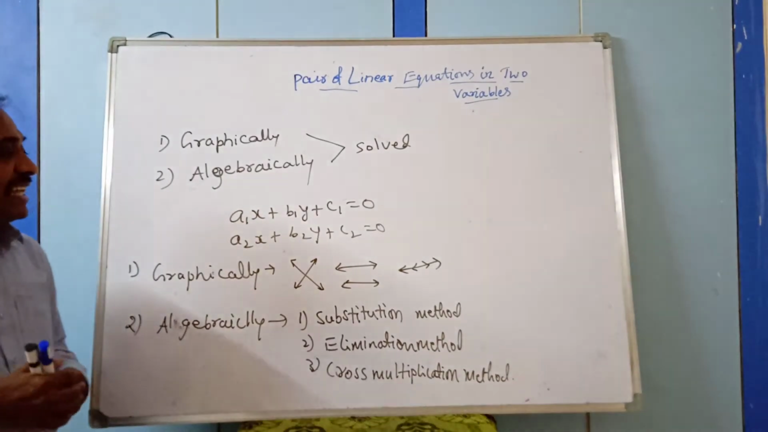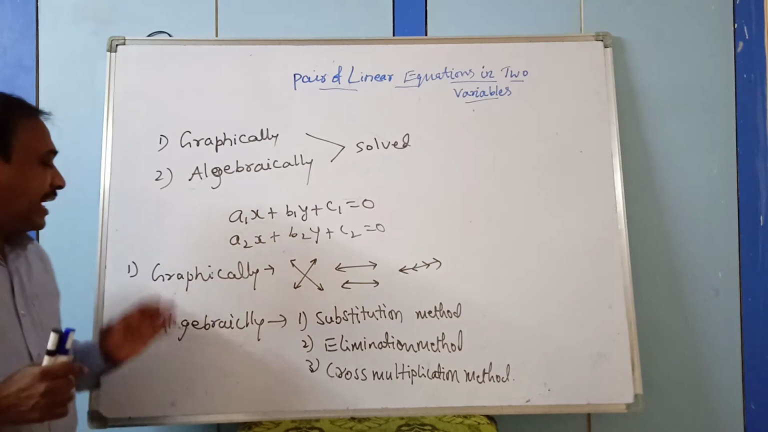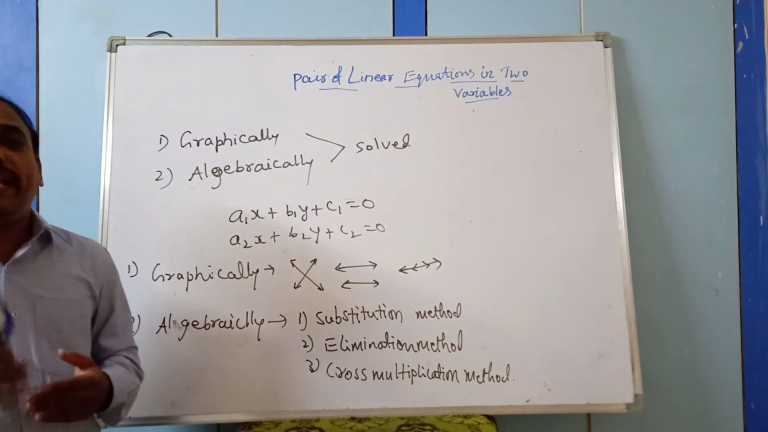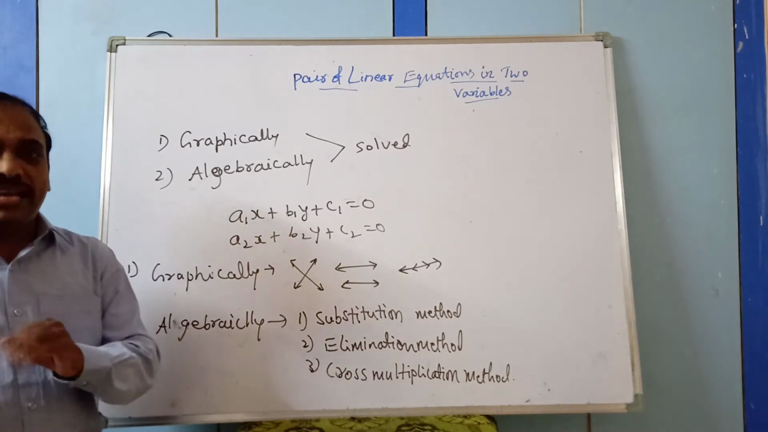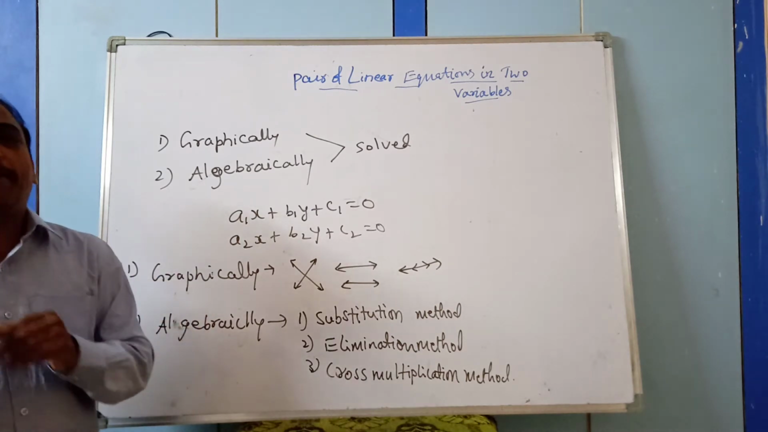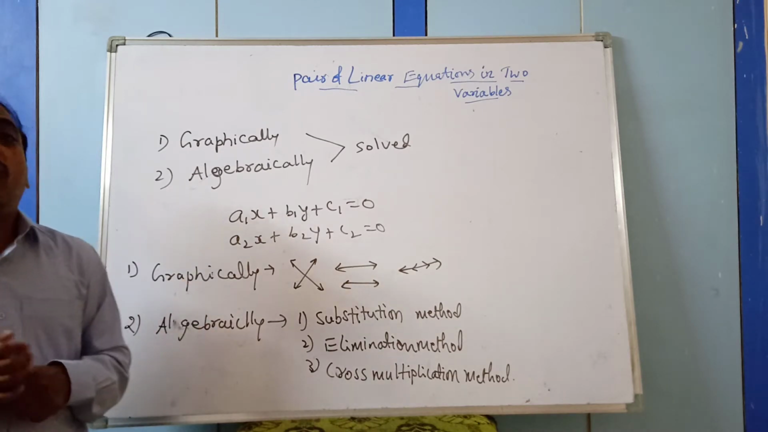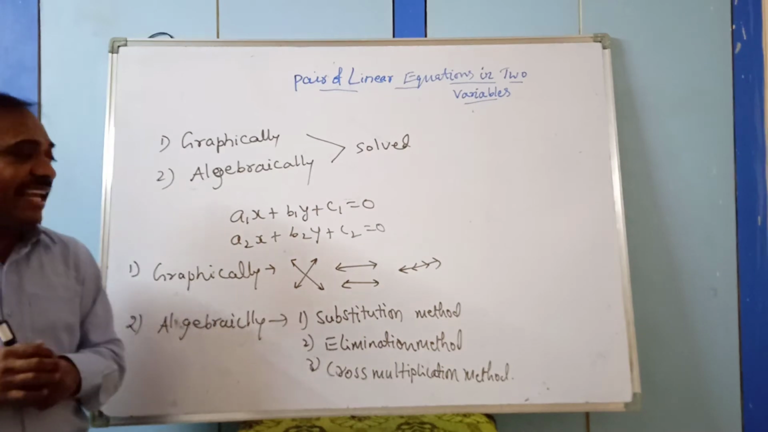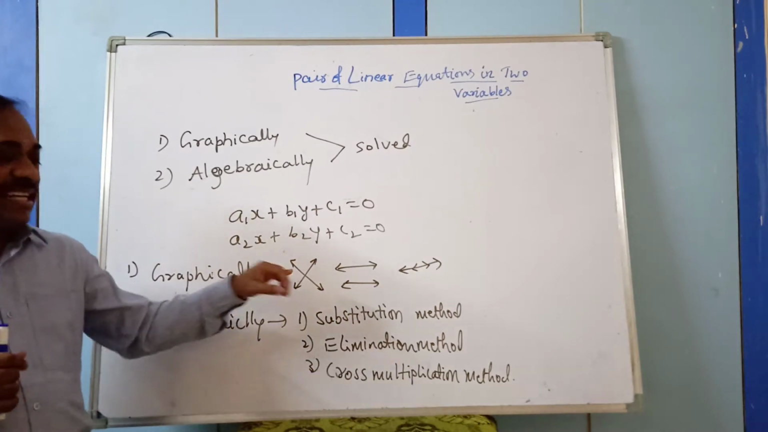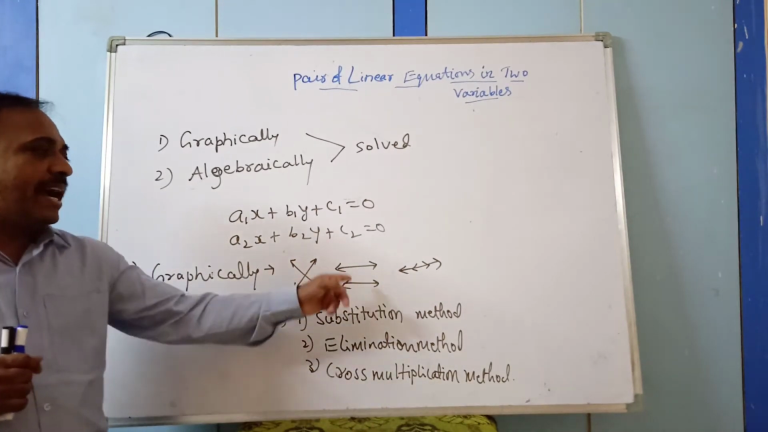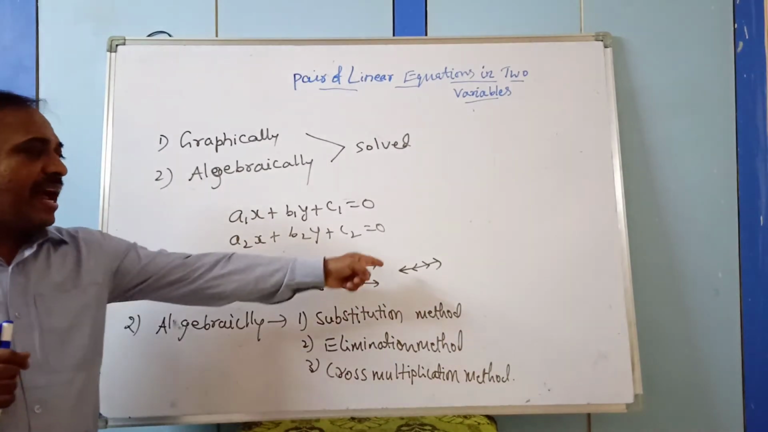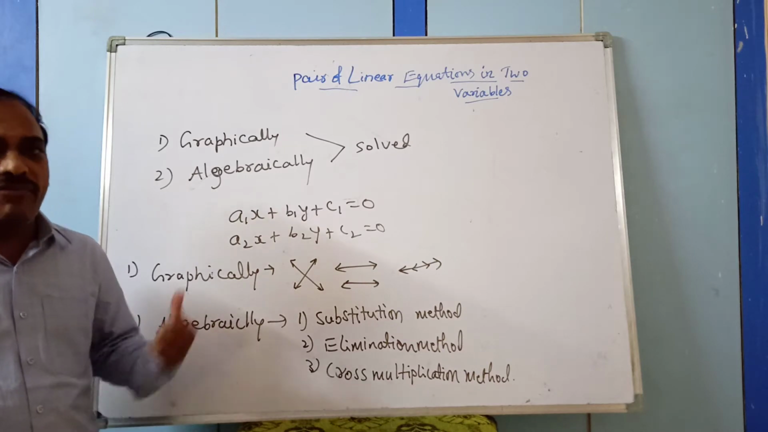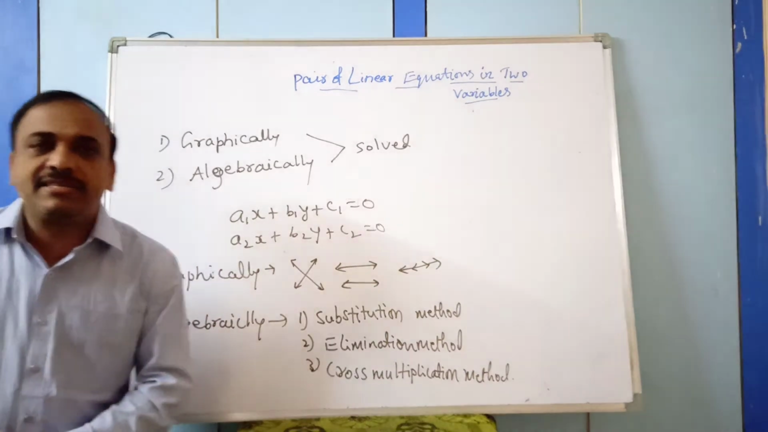So now we will see how to find this. We will come step by step. When do we say intersecting lines based on the ratios? When do we say they are parallel lines? When do we say they are coincident lines based on the ratio? And graphically I told intersecting lines will have a unique solution, parallel lines will have no solution, and coincident lines will have many solutions. That we will say point wise.